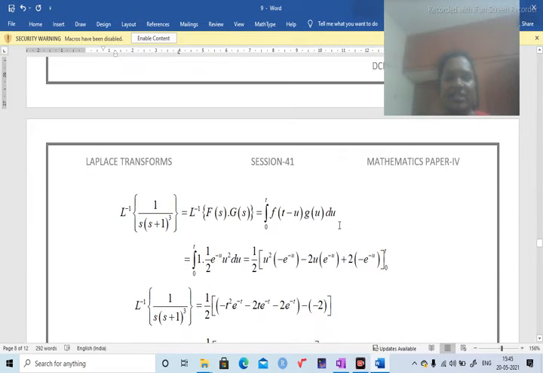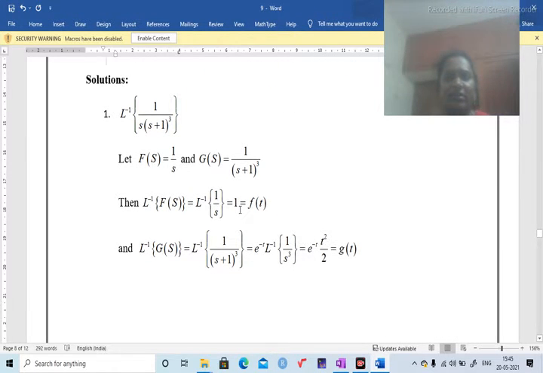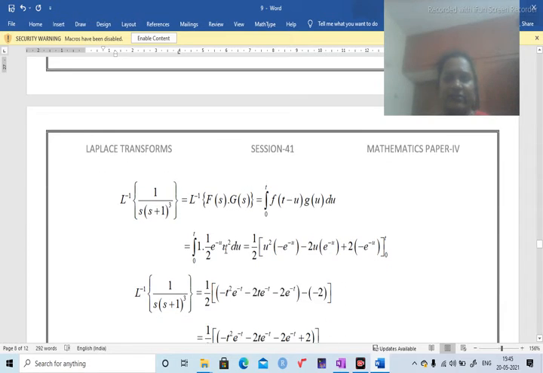By the convolution theorem, we have L inverse of 1 by s into s plus 1 whole cube equals L inverse of f of s into g of s equals integration 0 to t f of t minus u into g of u du. So which is equal to integration 0 to t, f of t minus u value is 1 only, because f of t equals 1.